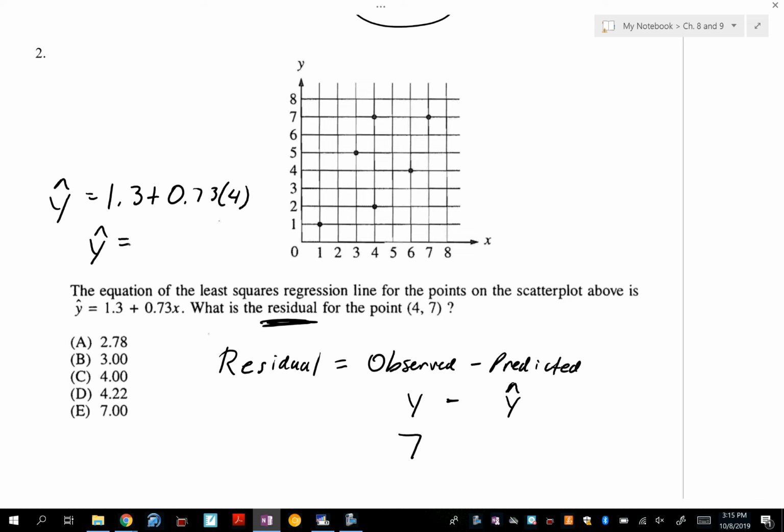Great, thank you, Jarvis. That's what I wrote down. I would love to know the answer for that. What is it? 4.22. Anyone can confirm, Catherine? Yes? 4.22? Okay, so if I do 7 minus 4.22, it's all good. That will be the answer, which is 2.78.